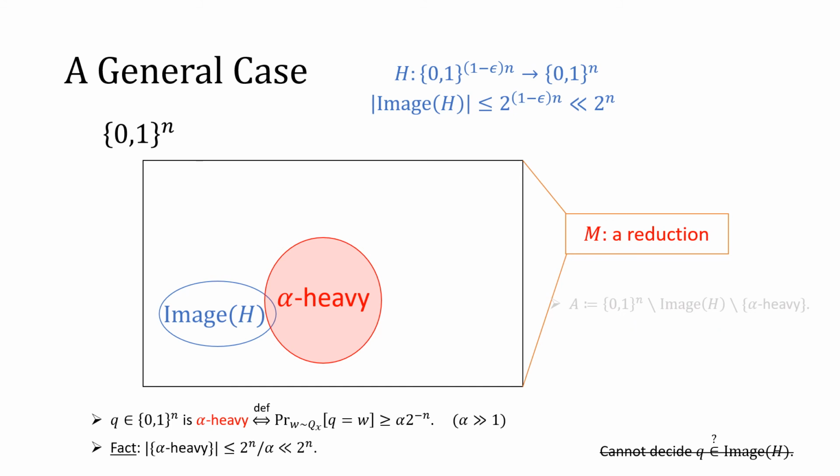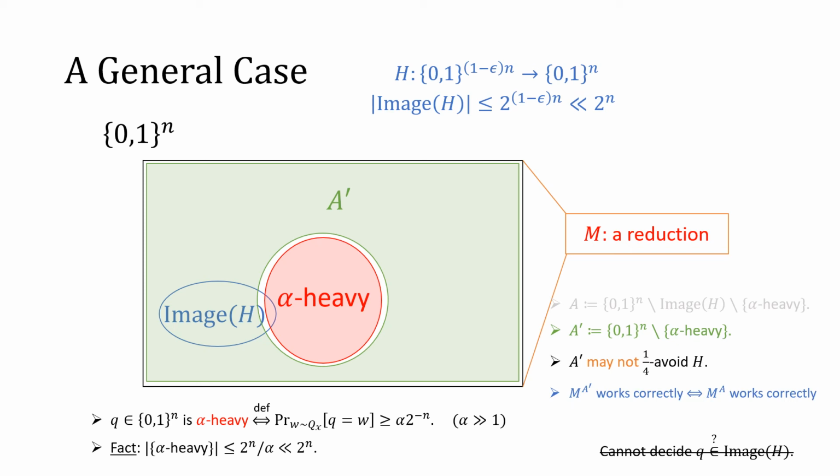In order to deal with this issue, I'm going to modify the definition of the oracle, and I'm going to define A prime, which is defined as the complement of alpha heavy strings. Now, if we define A prime in this way, A prime might intersect with the image of the hitting set generator, so we can't make sure that A prime avoids H in this case.